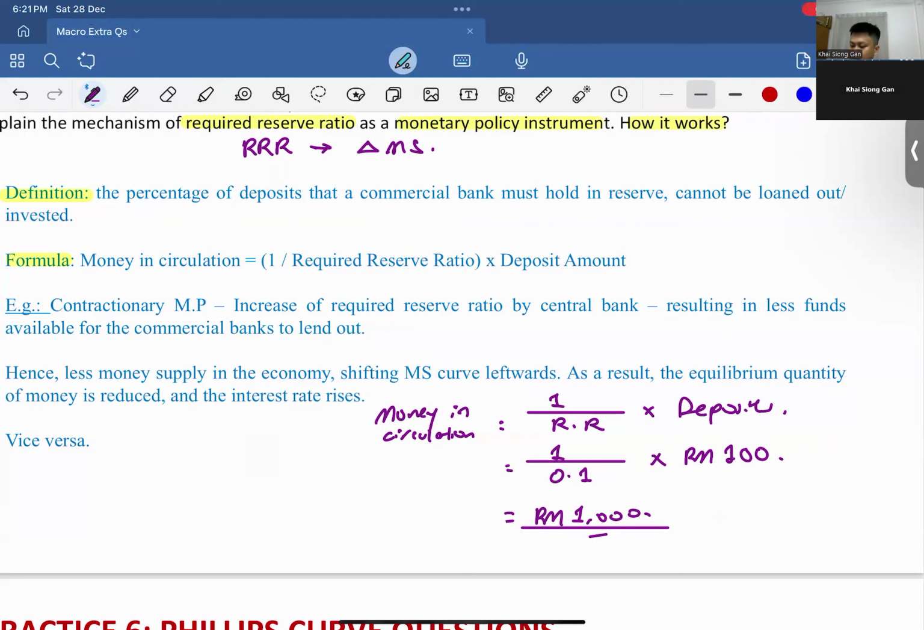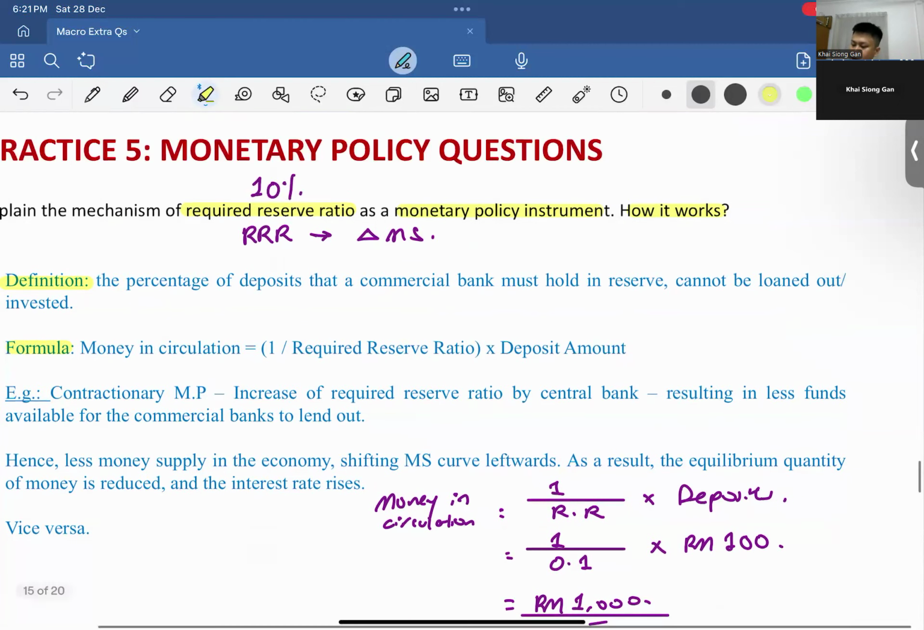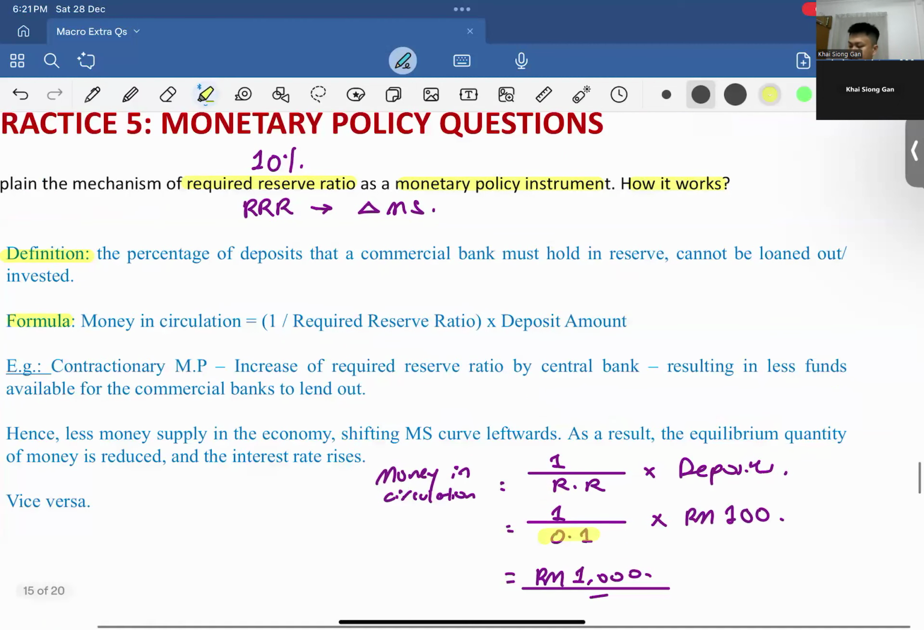At the end, it will result in a total of $1,000 of money circulating in the economy, because banks only need to keep 10% of the deposit as reserve. So the rest can be loaned out. Bank A lends to Mr. B, Mr. B puts money in Bank B, and Bank B lends to Mr. C, and it continues like that. From the initial deposit, it creates a multiplier effect, and it results in $1,000 in circulation in the economy. So that's the formula.